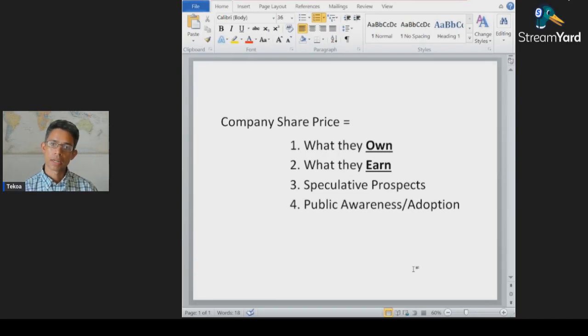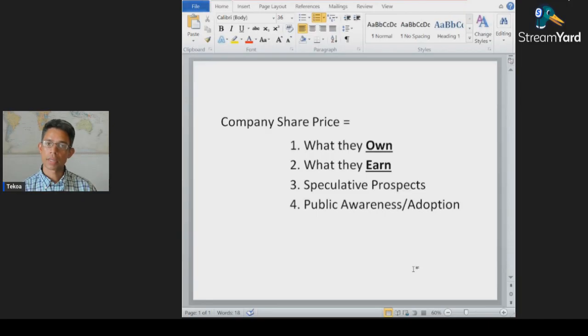And then lastly, public awareness and adoption. A company might own a lot, they might earn a lot, they might have great speculative prospects as well. But if the public doesn't know about it, and if there's no adoption by the public, the share price and market cap of the company, in other words, can end up being quite small.